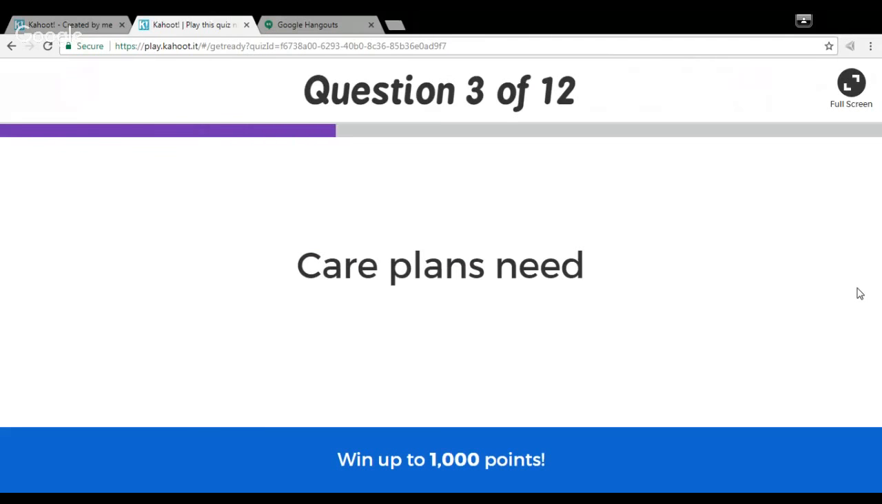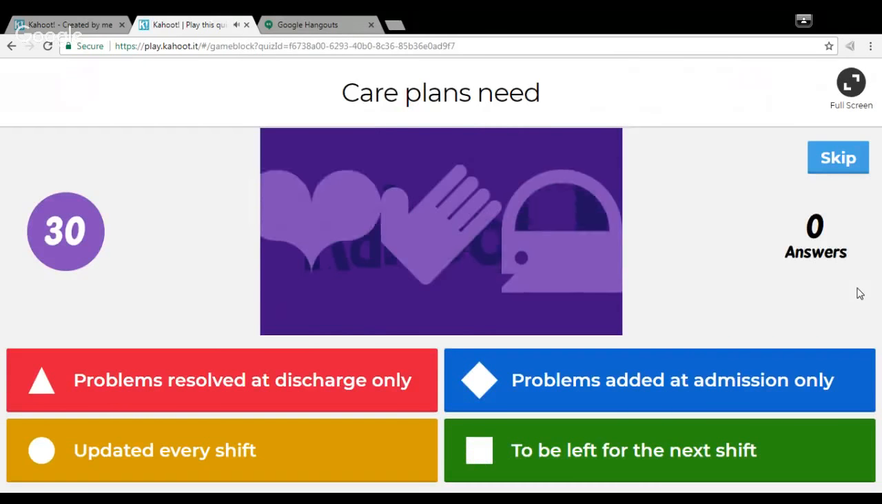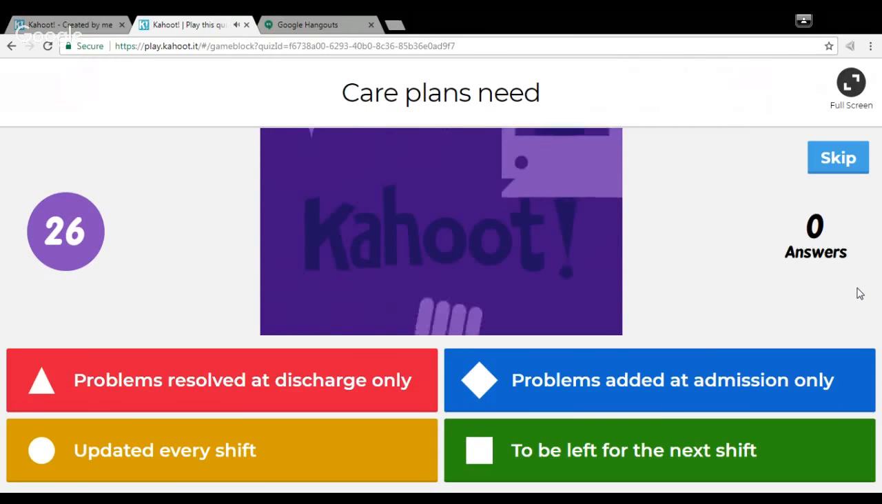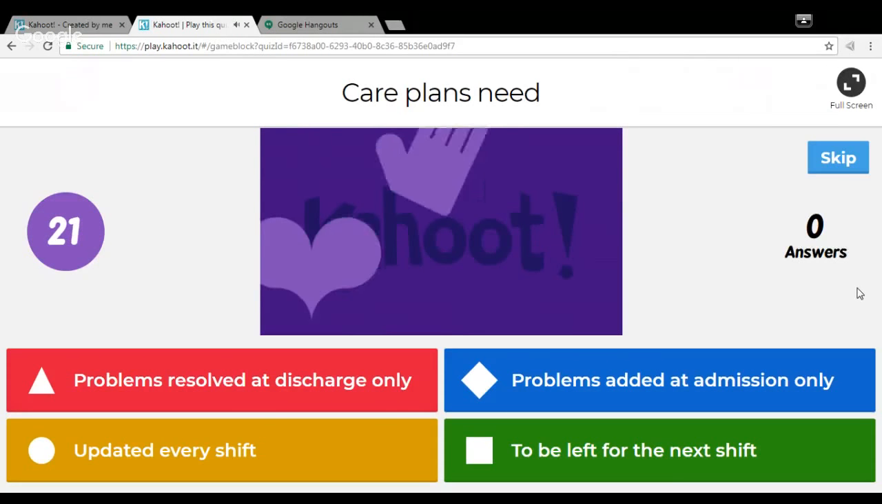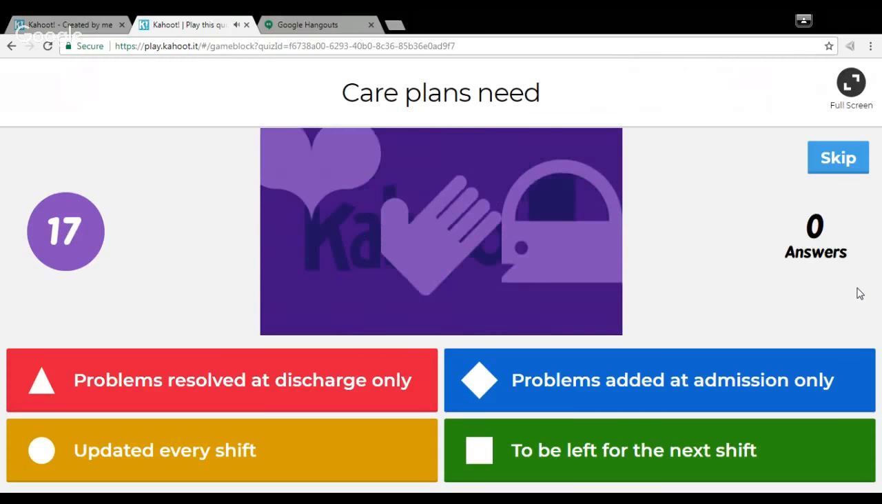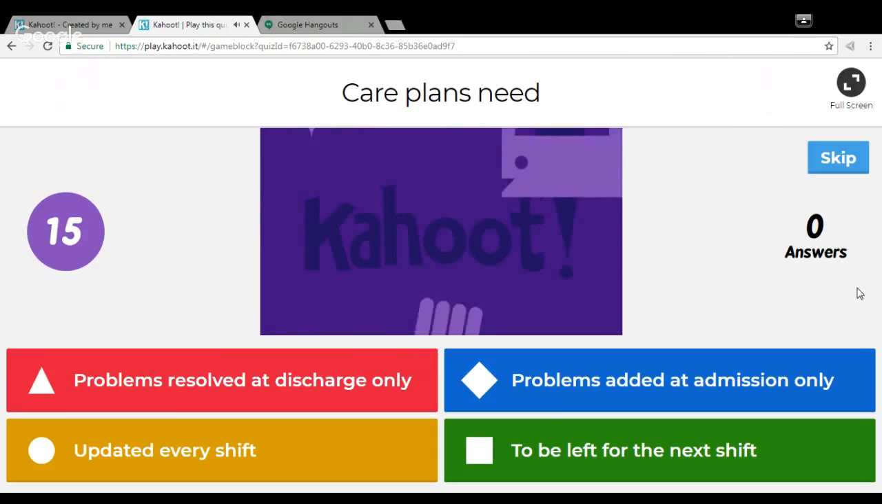Care plans need. Well, that's pretty broad, isn't it? Care plans need a problem resolved at discharge only, updated every shift, problems added at admission only, or to be left for the next shift. My personal favorite, left for the next shift. Your colleagues would say that's a pretty bad idea. But how many? Here we go. We got some people putting in the answers.